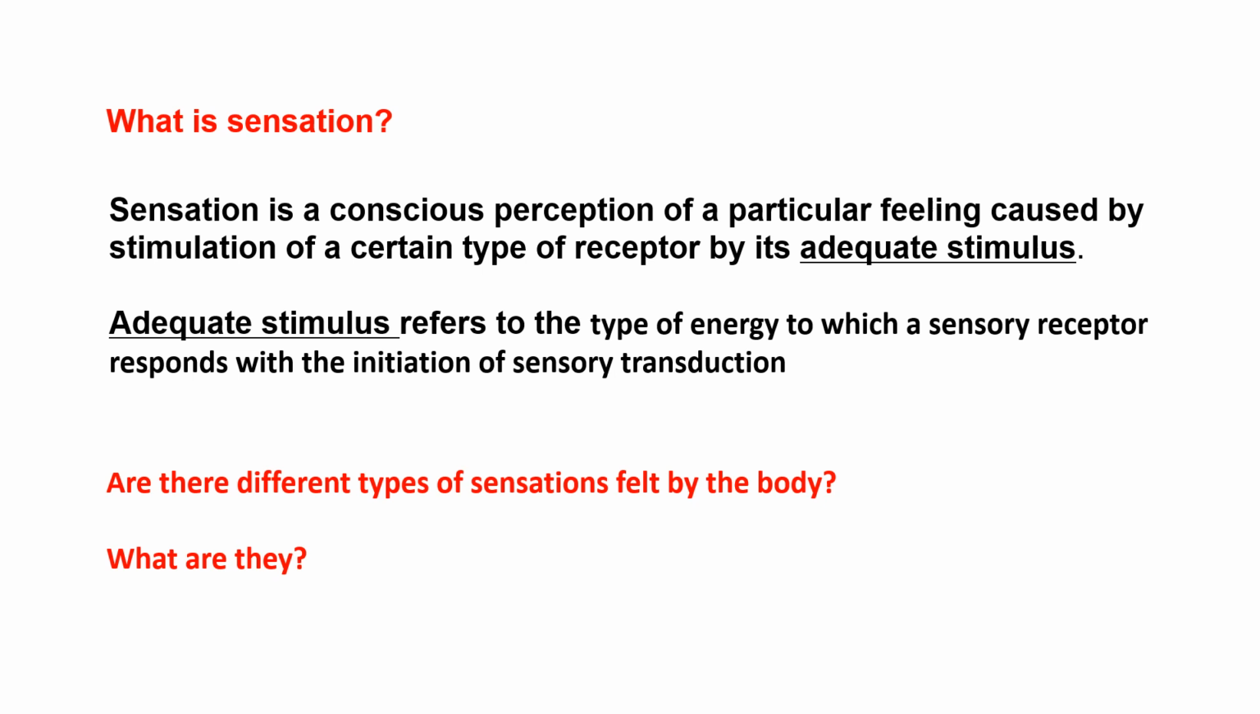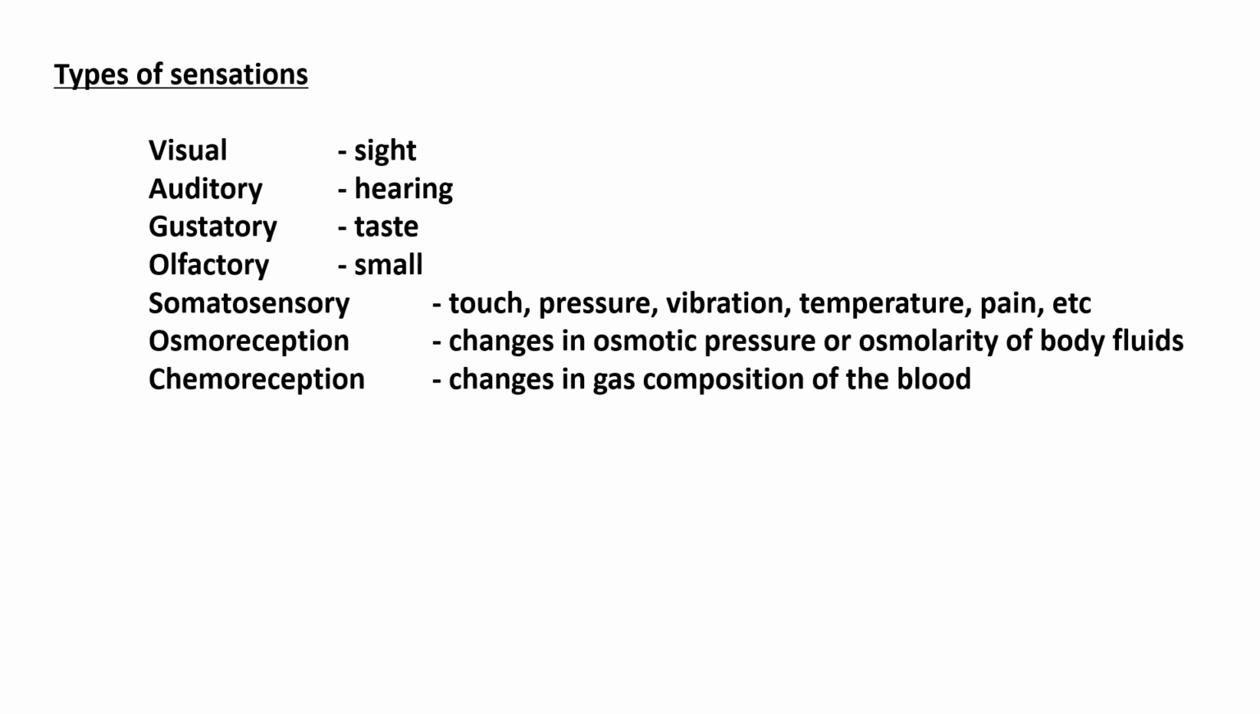So are there different types of sensations felt by the body? And if they are, what are these sensations? Very broadly, the types of sensations in our body can be visual, which is sight, auditory, hearing, gustatory, taste, olfactory, that is not small but smell. You also have the somatosensory sensations. These include touch, pressure, vibration, temperature, pain. This is what I will be concentrating on in this lecture.